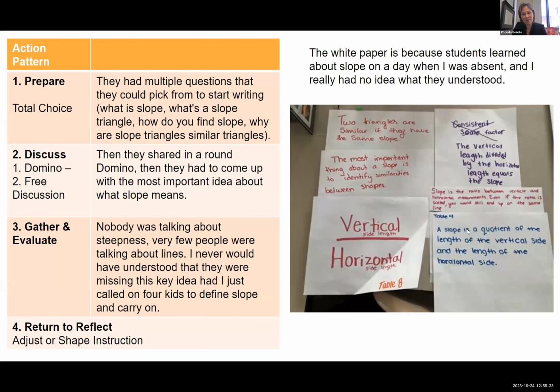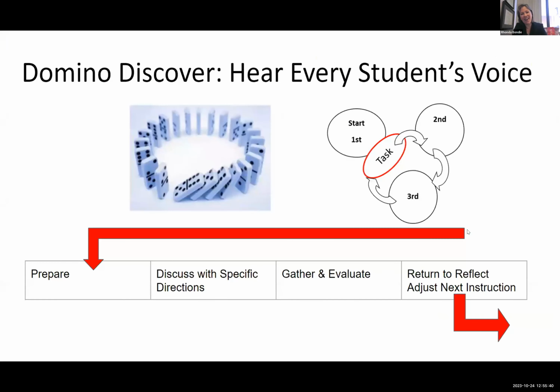And this is an example of one of my math teachers who said, if she had not known that the kids didn't have the definition for slope, she would have carried on with the lesson that built on a faulty foundation. But she knew because of the 1, 2, 3 show and share, which took her like all of 60 seconds to do. So I offer, this is the domino structure. So I offer domino to you.